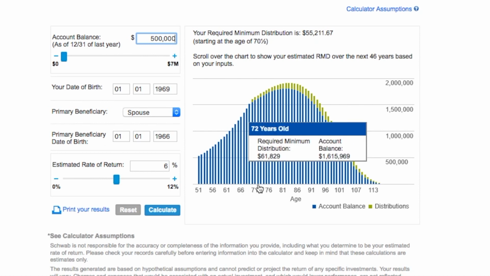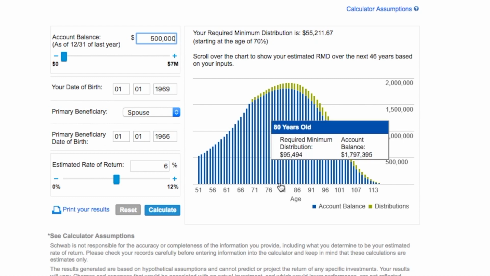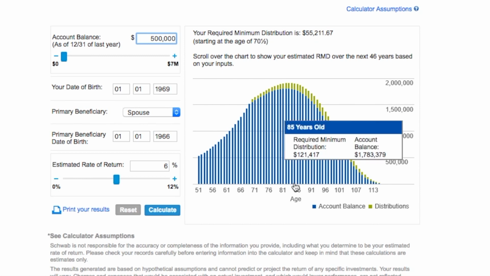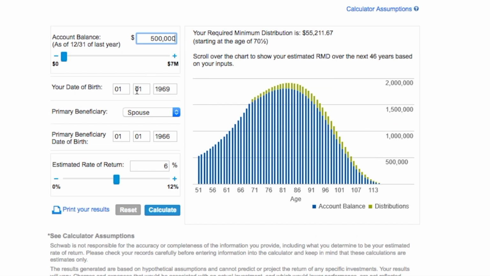Let's see, we go to 72, you guys, and you see now we have to take almost $62,000 in the first year. We go up to 75, and that jumps up to about $73,000. We jump to 80. At 80, that's $95,000, you guys. And let's say we get to 85. At 85, we have to take $121,000. And you notice that our account balance is still growing. We're at $1.7 million. Now, remember, it starts at a little under 4% in your first year, and every year after that, it grows.